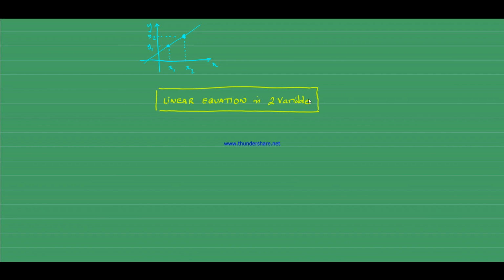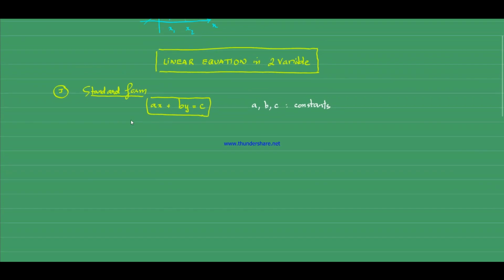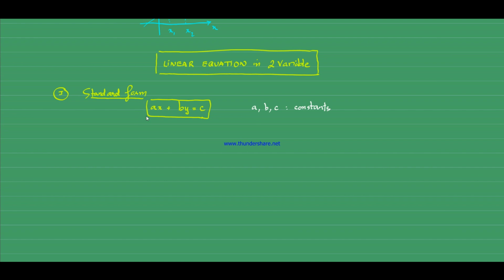Now the first form of linear equation in 2 variables we call the standard form. So what does standard form look like? It looks as follows: ax plus by equals c. You see over here we have 2 variables, x and y, and a, b, c are just constants. They're just numbers. It could be a fraction, a positive number or a negative number.